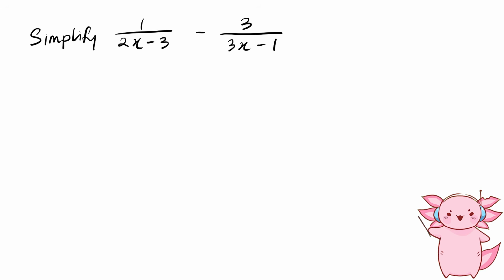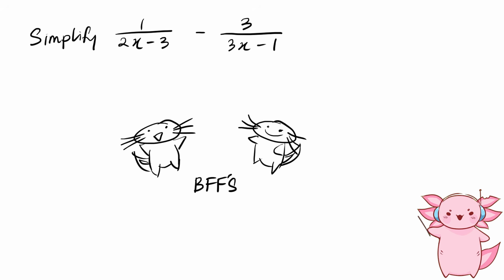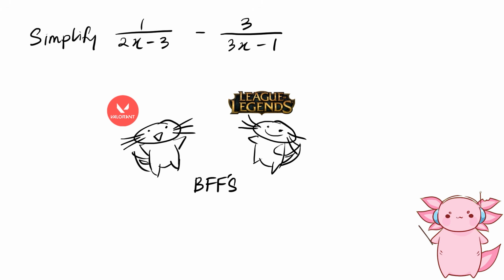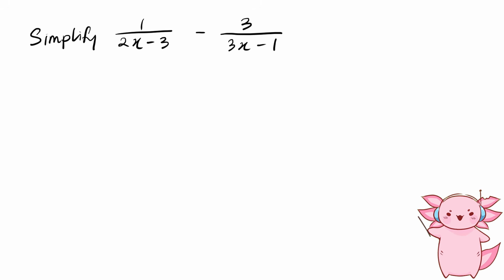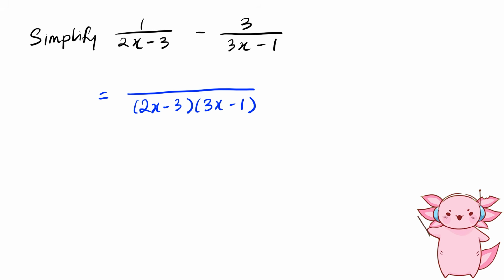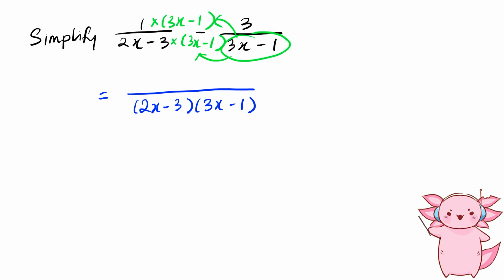Combining two fractions is just like two people trying to become best friends. So let's say this guy here plays Valorant, and this guy over here plays League of Legends. To become best friends, they need to learn how to play each other's game. So for this question, we are going to try to make both of these denominators the same. So for this fraction over here, he needs to learn how to play his other friend's game.